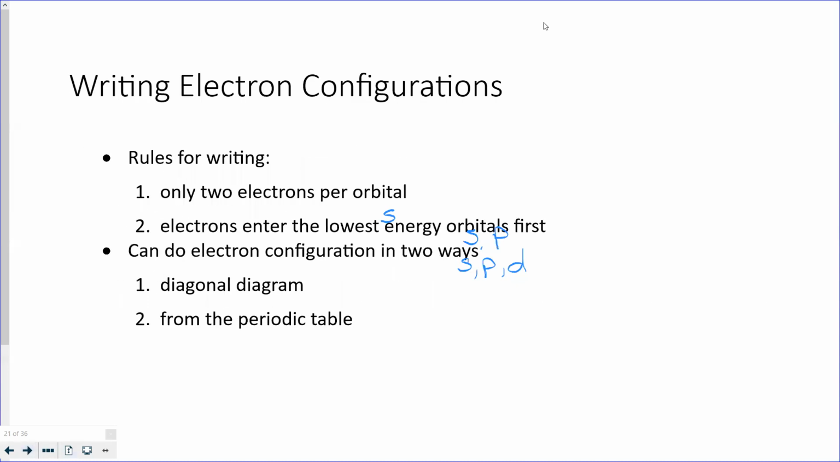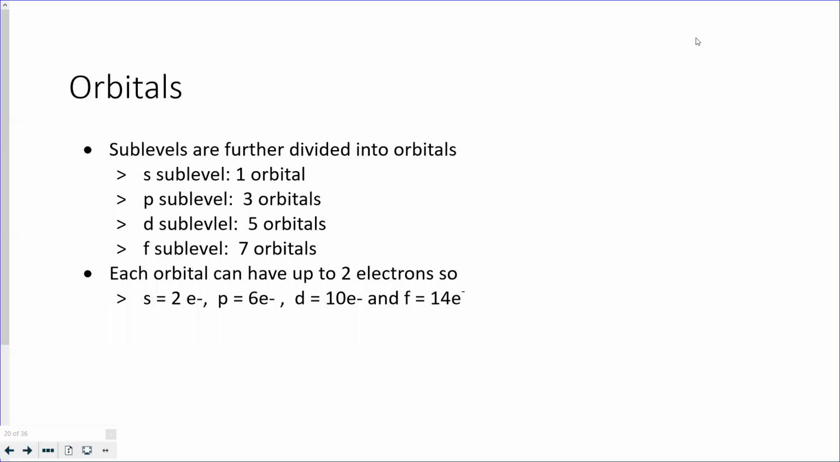These sublevels are further split into individual orbitals. So the orbitals are those sublevel shapes that we looked at, but there might be more than one of them in a certain energy level. So an S sublevel, that sphere, only has one orbital. There's only one sphere or one lobe that electrons can go into.